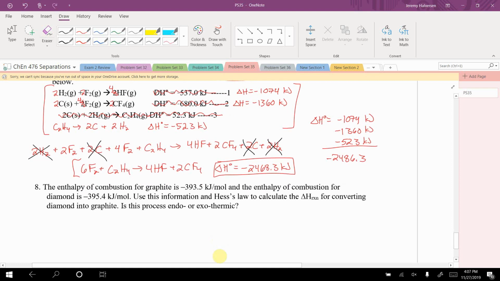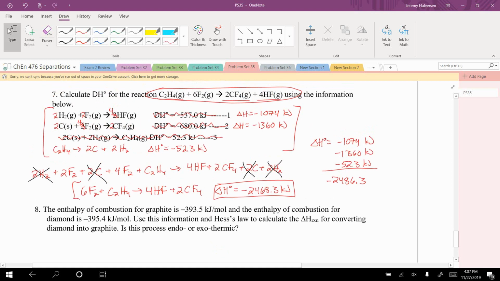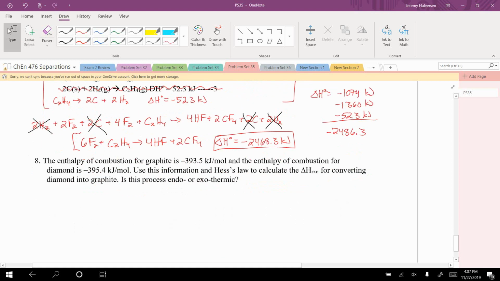All right, that is a Hess's Law problem. All right, now let's look at number 8. The enthalpy of combustion for graphite is negative 393.5 kilojoules per mole. The enthalpy of combustion for diamond is negative 395.4 kilojoules per mole. Use this information and Hess's Law to calculate delta H of reaction for converting diamond into graphite. Is this endo or exothermic?